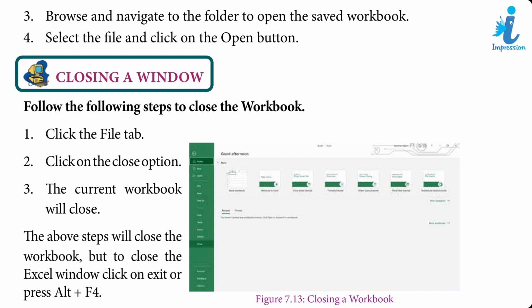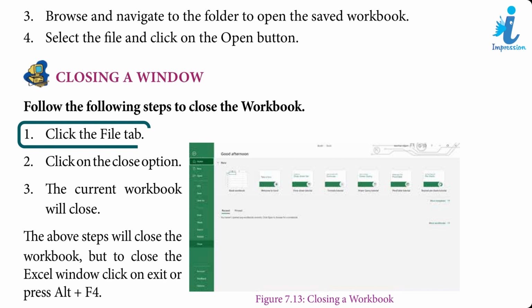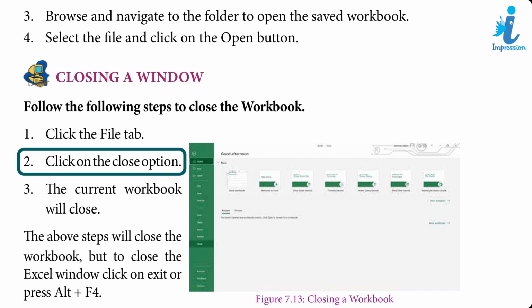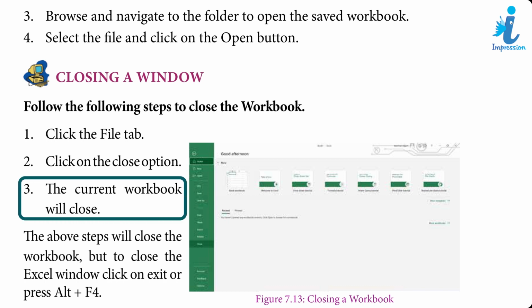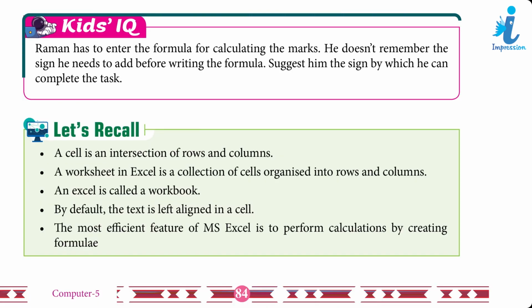Closing a window. Follow the following step to close the workbook. 1. Click the File tab. 2. Click on the Close option. 3. The current workbook will close. The above steps will close the workbook, but to close the Excel window, click on Exit or press Alt plus F4.